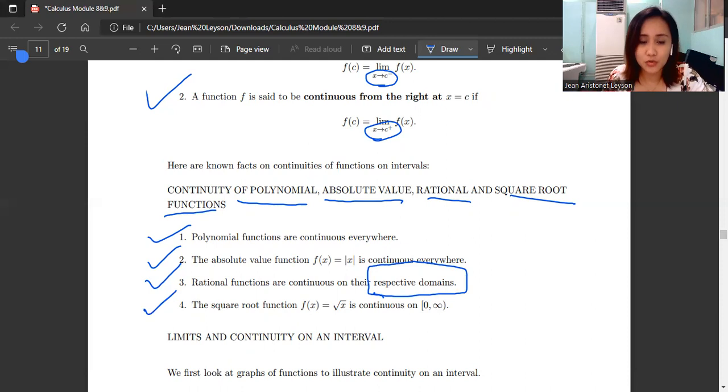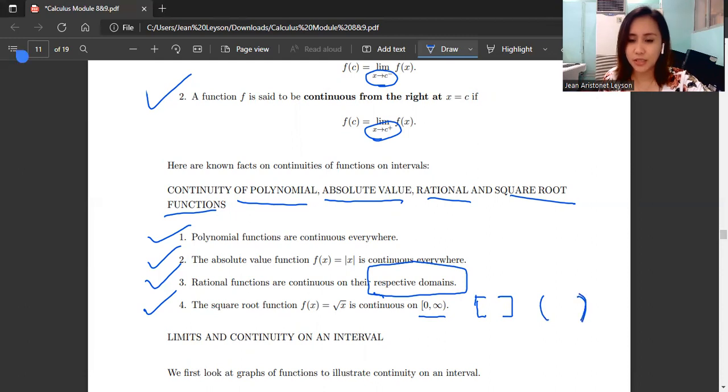Number 4, the square root function f of x equal to the square root of x is continuous on 0 to positive infinity. So of course, because we cannot extract the square root of negative numbers, because that will result in an imaginary number. So its domain is only from 0 included, to positive infinity. By the way, if you see the bracket symbol, that means that at that certain point, it's included, but the parenthesis means that's simply the boundary.